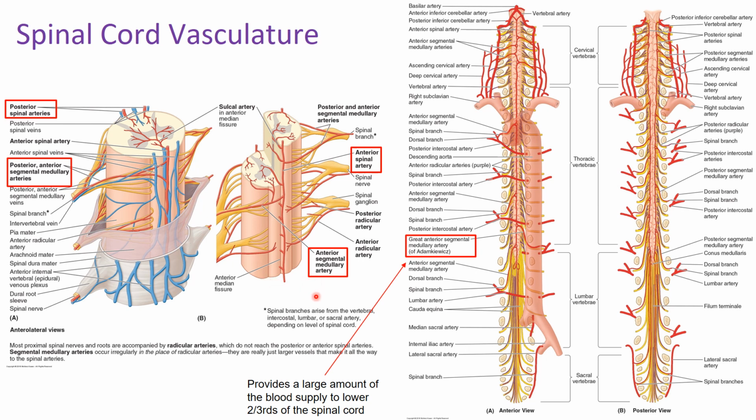Now, it does need to be pointed out that you do have one large medullary artery that supplies most of the lower 2/3 of the spinal cord, and that is your great anterior segmental medullary artery. So once again, this provides a large amount of the blood supply to the lower 2/3 of the spinal cord, and this will become important for a clinical application that we will see later.